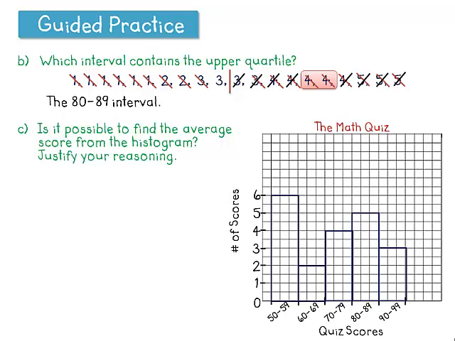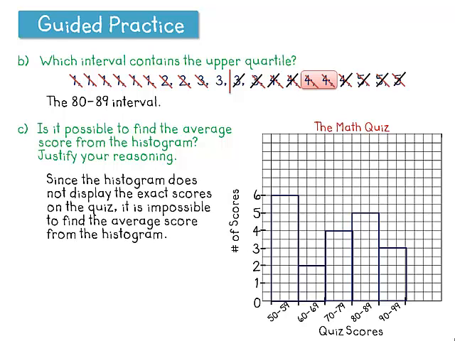Justify your reasoning. What do you think? Since the histogram does not display the exact scores on the quiz, it is impossible to find the average score from the histogram alone. We would need more information.